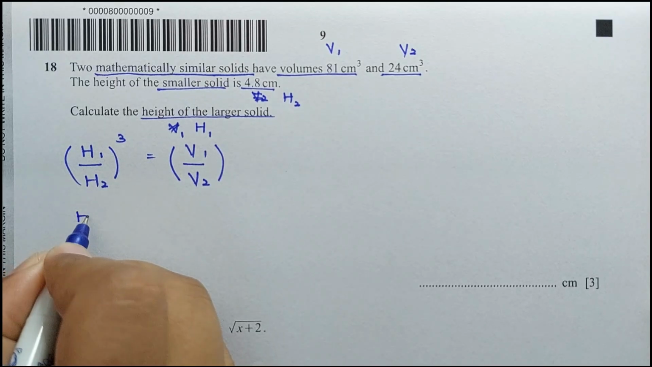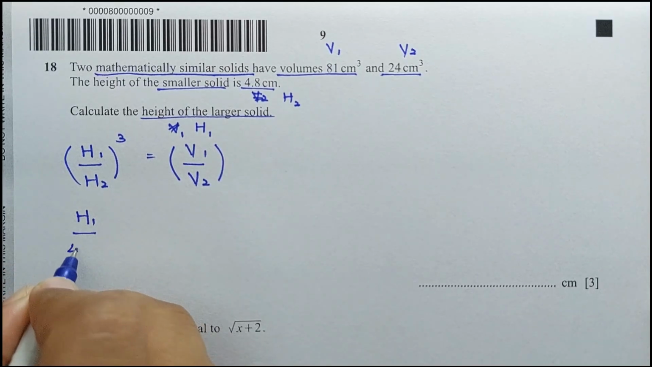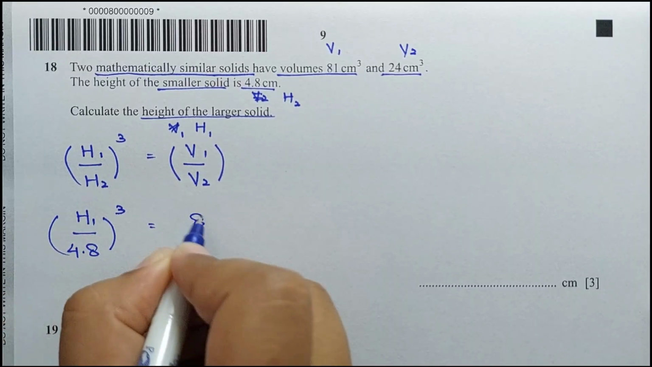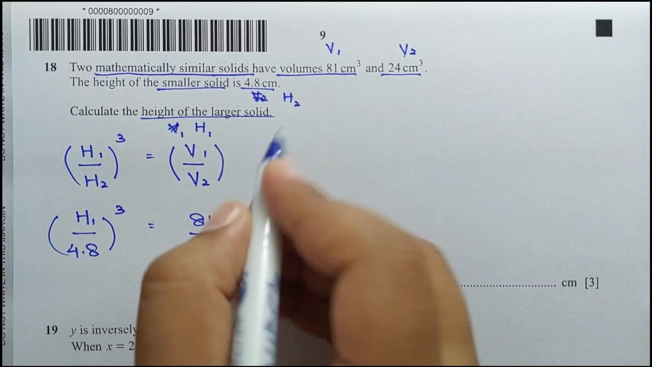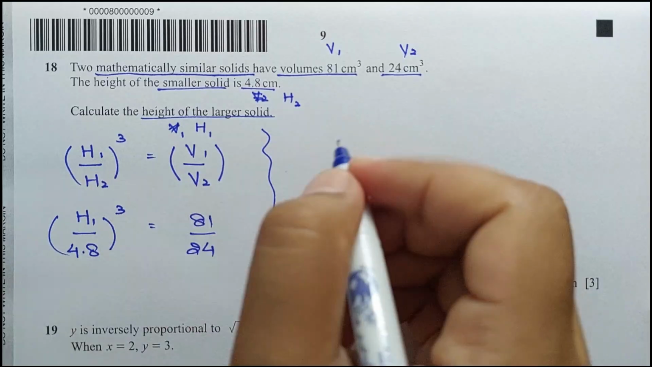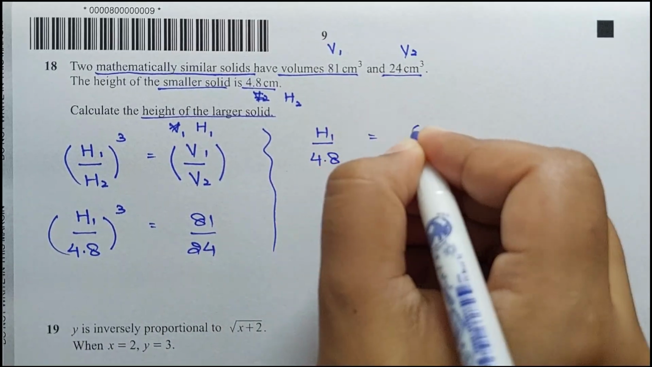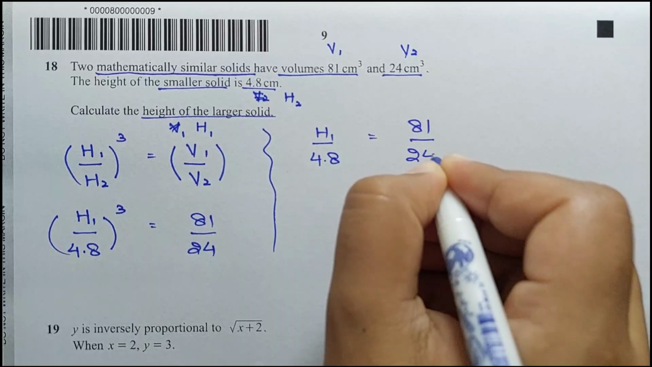So h1 is the larger one, we have to figure it out. h2 is 4.8, its whole cube, and the volumes are 81 and 24. So we have h1 over 4.8, and this is 81 over 24.